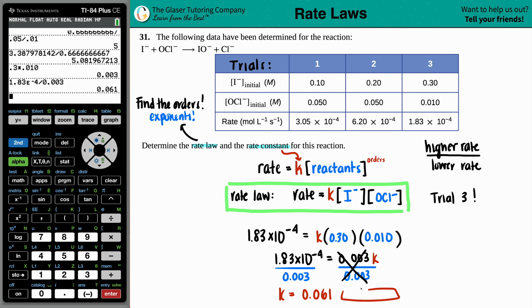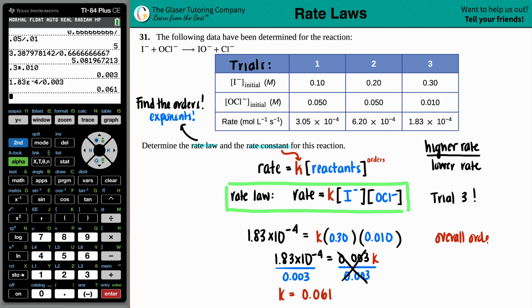Now, the hardest part for this, especially if you're trying to find the rate constant, is what are the units of k? The units of k can be tricky because the units of k are directly linked with the overall order of the reaction.